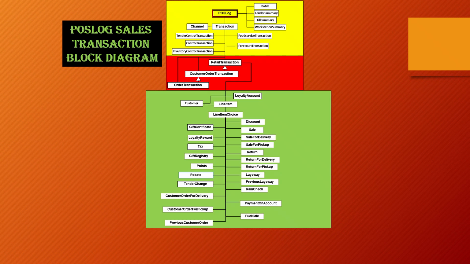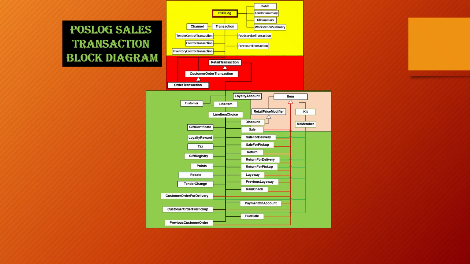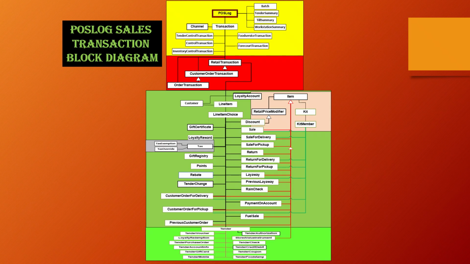And then here are the various line item types that are available in the POSLog sales transaction. We'll go into more of the details of this later. And then here is the item information. It's common items. An item is the thing you're trying to sell, be it a service or a product, if you will. And then finally, you have the tender information, all of the various tender type information, everything from paying with cash to paying with a credit card.